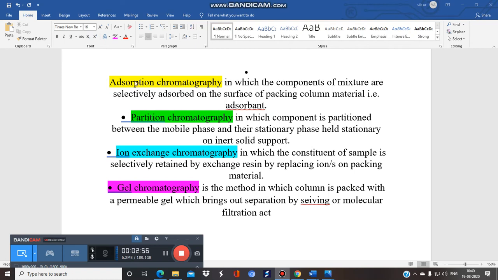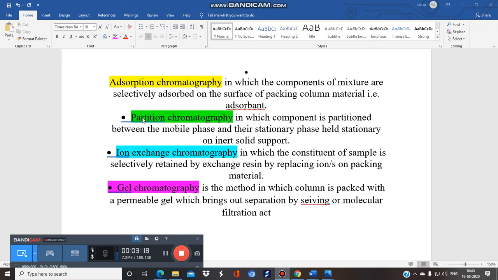To see in detail again, in adsorption chromatography, the components of the mixture are selectively adsorbed on the surface of the packing of the column material, that is the adsorbent. We have completed this. In partition chromatography, we have covered the basic principle of partition. I request you to watch the video again and then do this partition column chromatography.